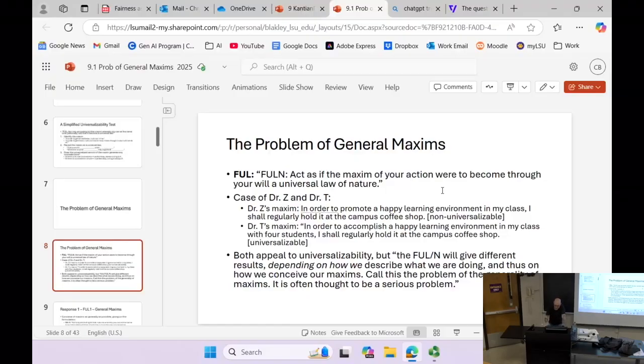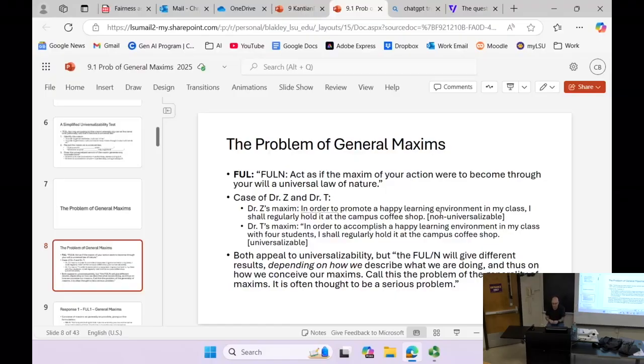I had a class last semester that had seven students in it. That would be easy for me to always do at the coffee shop. But a class this size, could we all go meet at the coffee shop? No, not enough room, right? So there's got to be some kind of problem in there. But notice, both of them appeal to universalizability, and they give different results depending on how we describe our maxims. So this theory is really going to depend on us having a clear understanding of what we're up to.